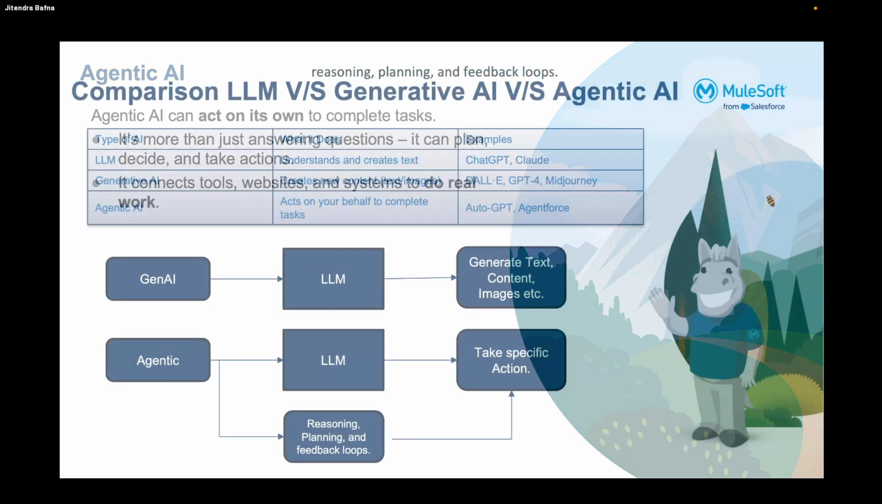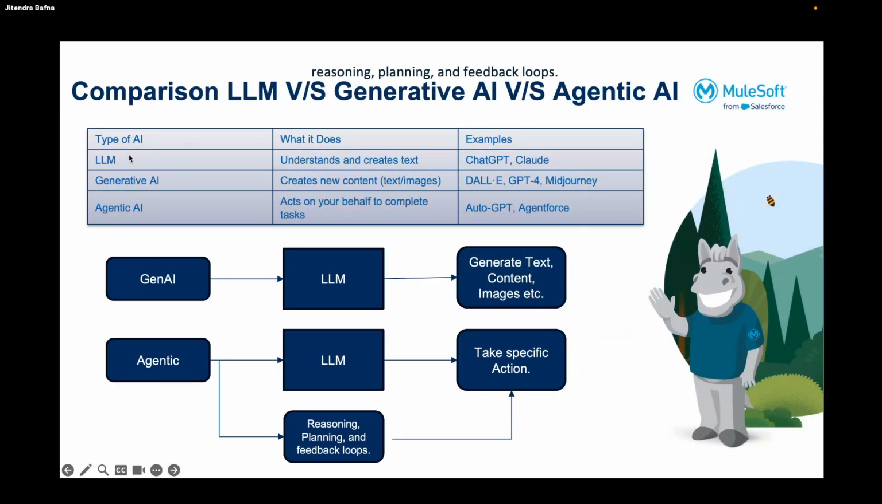Okay, so these are some types of AI. We already discussed the types of AI: LLM, generative AI, agentic AI. As I mentioned, agentic AI can perform some kind of task. It can take the action, right? We have Auto GPT. We have something called Agentforce. Generative AI, as the name suggests, generates something. It is able to generate new content, text, and images. ChatGPT is one example, or GPT-4, which can generate content for you.